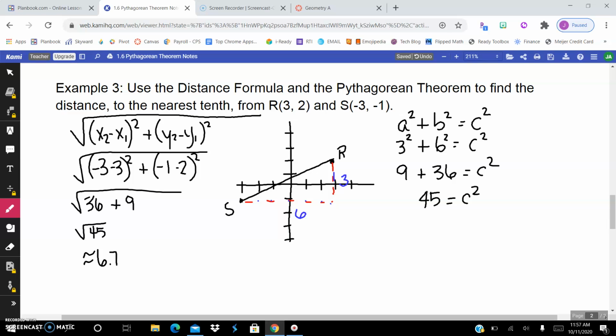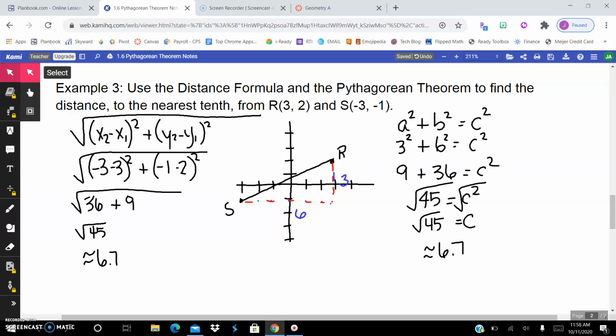And then we have to undo the squared. So we have to do the square root. So c equals the square root of 45 exactly. And then if you type that in your calculator, you're going to get about 6.7 if you round to the nearest tenth. So both formulas show us the exact same distance for the segment of SR.